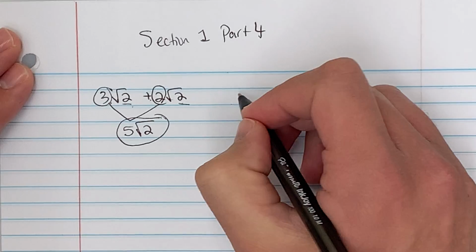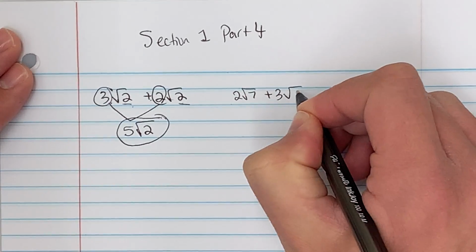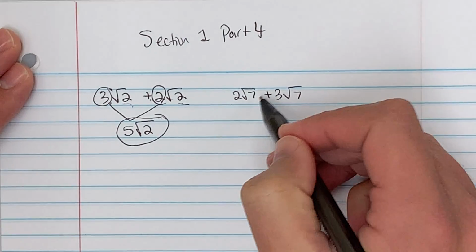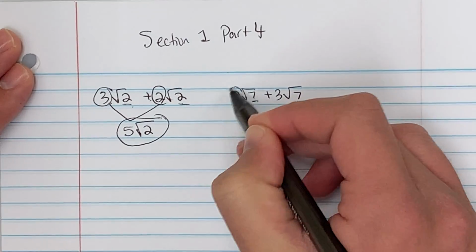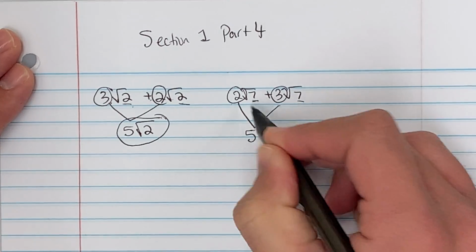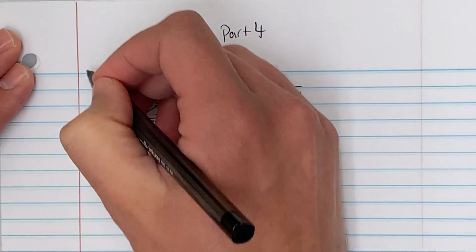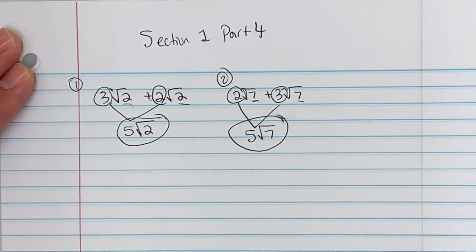Looking at another one, let's say I had 2 root 7 plus 3 root 7. Same thing. The 7's match. So we're going to do 2 plus 3, which would give me 5. Bring down that root of 7. Let's go ahead and number that number 1, number 2.